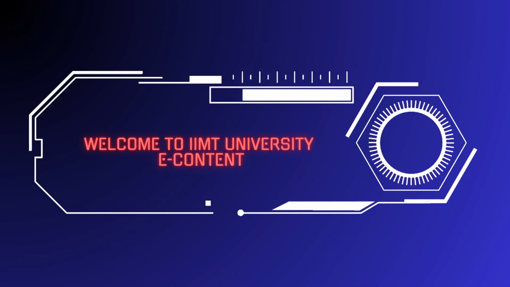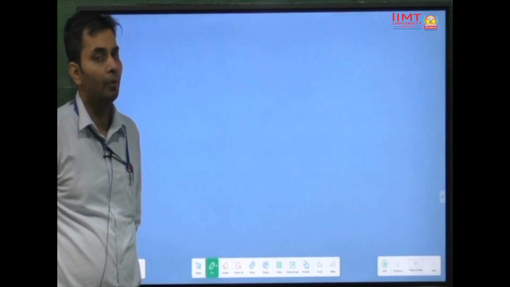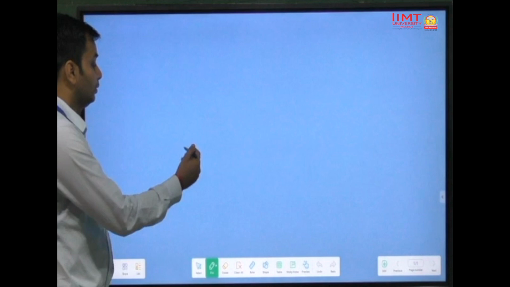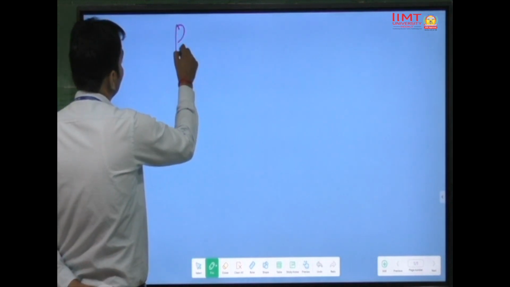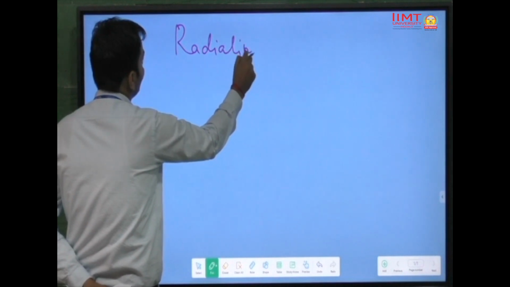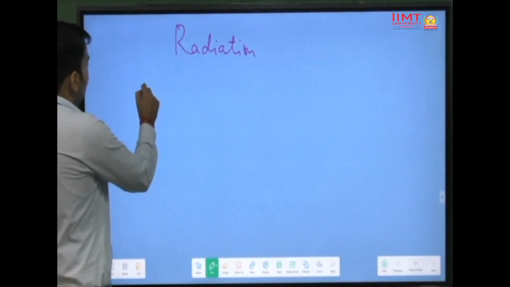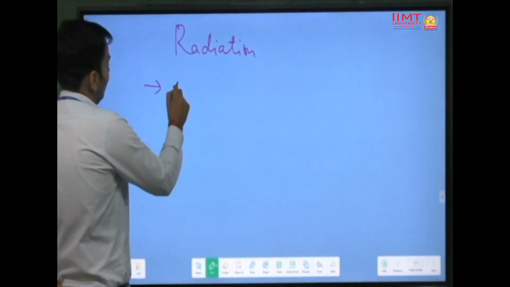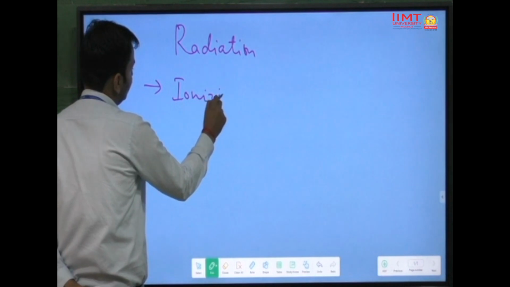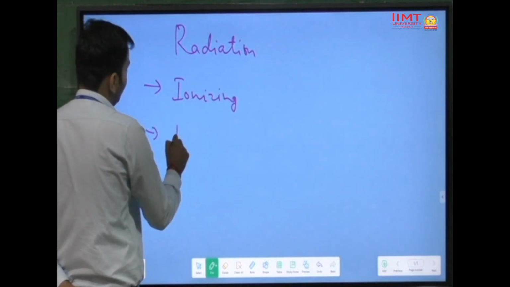Welcome again. Now we are going to discuss the second important control of microbes through physical method, which is radiation. Radiation is basically of two types. One is ionizing and the second one is non-ionizing.